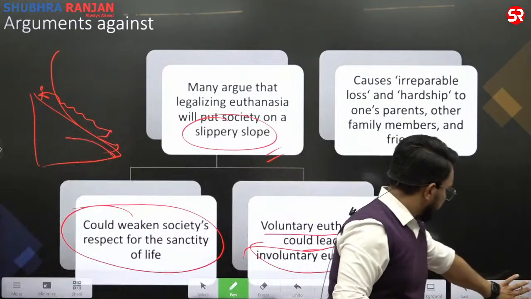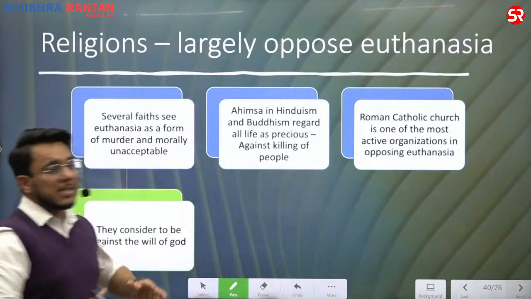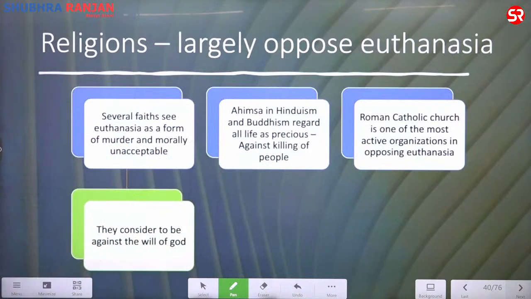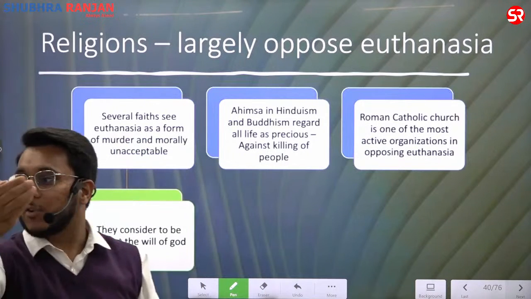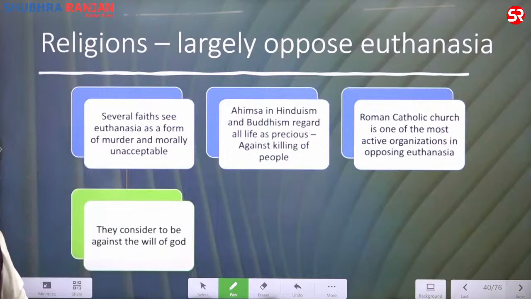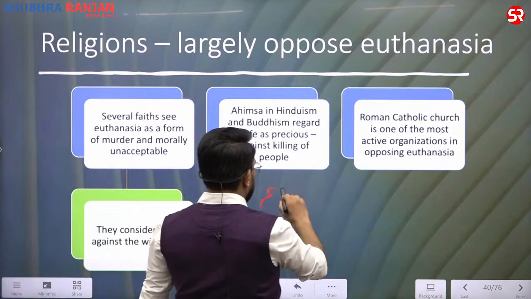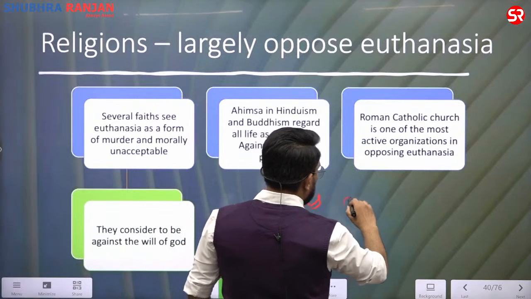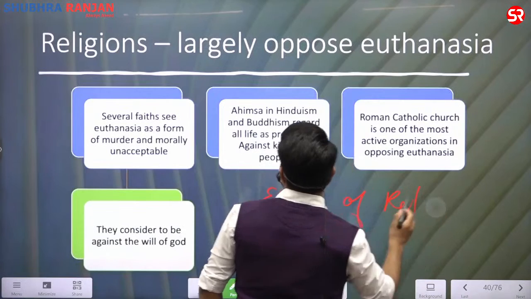Okay. The next issue that comes here is that even religions and faith say that taking a life, or deciding for another person's life, goes against the ethics of religion. It goes against the ethics of religion.